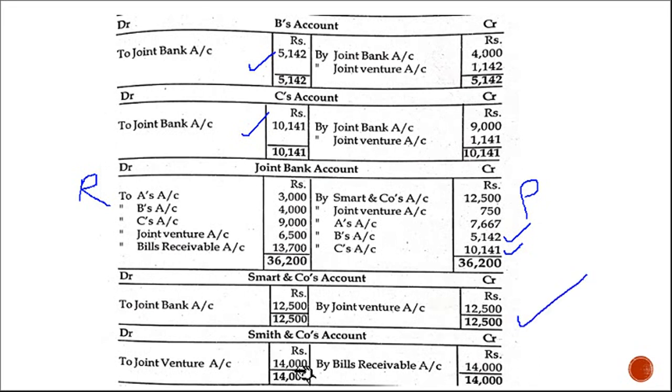You have to pass this. Then Smith and Company's account debtor to joint venture. So this is for the sales, right? We sold the goods, but we received the bills receivable. So there is an entry bills receivable account debtor to Smith and Company's account, right? So 14,000. We have written this. Clear?